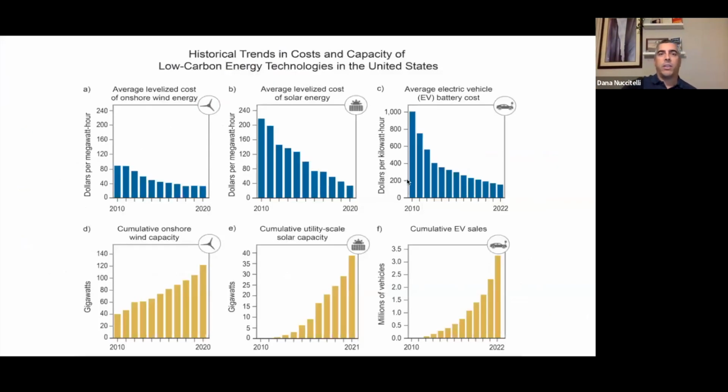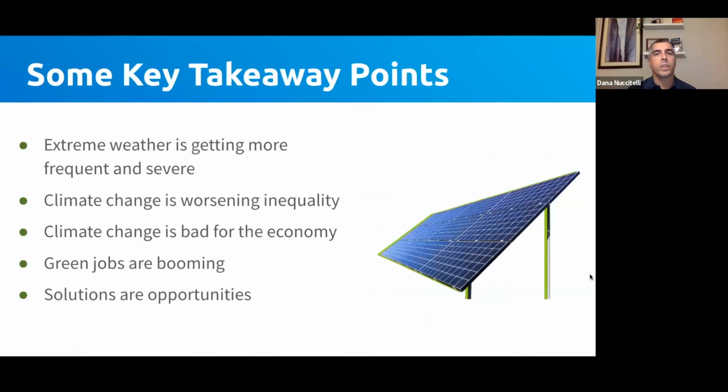And you can see that on this chart, which on the top in the blue, we're looking at the costs of wind, solar, and EV batteries from left to right. You're seeing those going down over time over the past decade. And then on the bottom in the yellow, you're seeing the amount of wind and solar and EV sales that we have deployed over that same period of time. So of course, as the costs have come down, we've deployed more and more of these clean technologies. So that's where we're making some good progress.